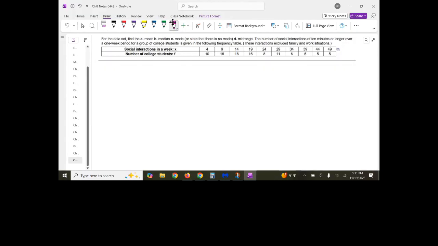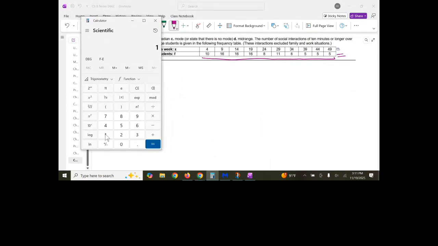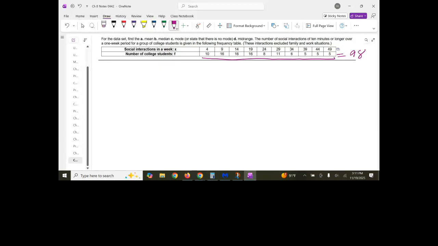So the first thing I got to do is look at the second row down here and add up those numbers. That's going to tell me what I'm going to divide by when I do my mean. So look, we got 10 and 16 and 16 again and 16 again and 8 and 11 and 6 and 5 and 5 and 5 again. So we have a total of 98. Okay, so let's do Part A.